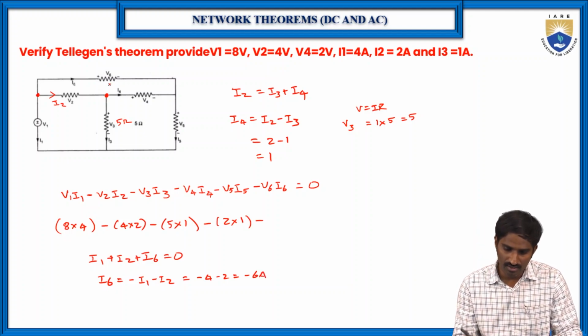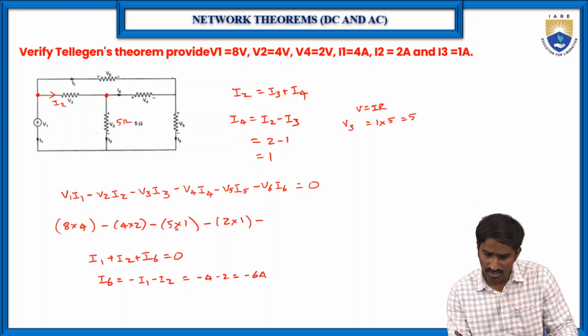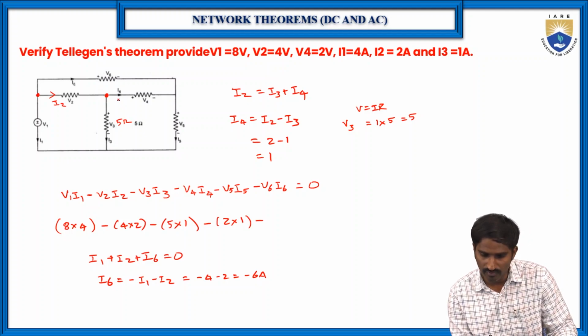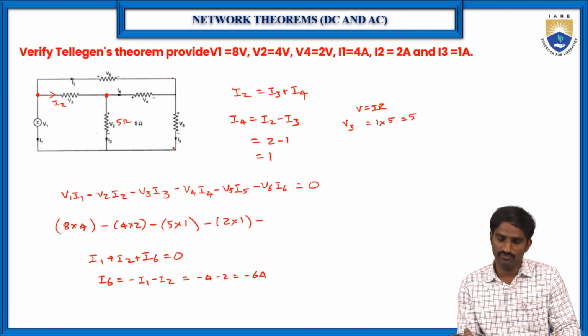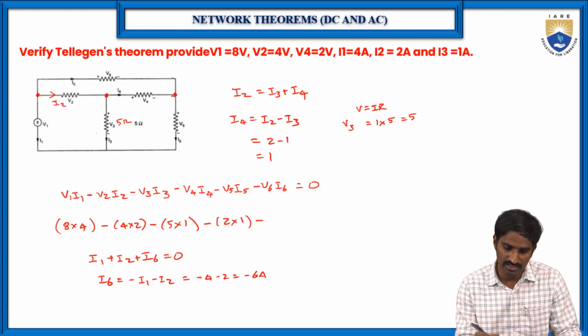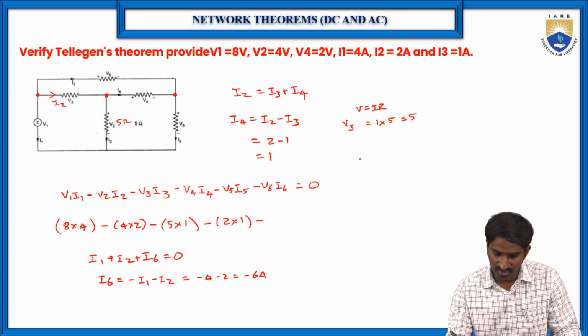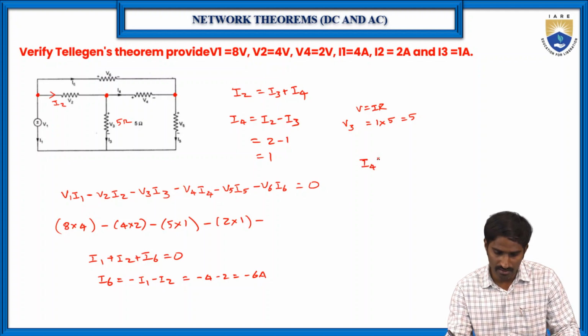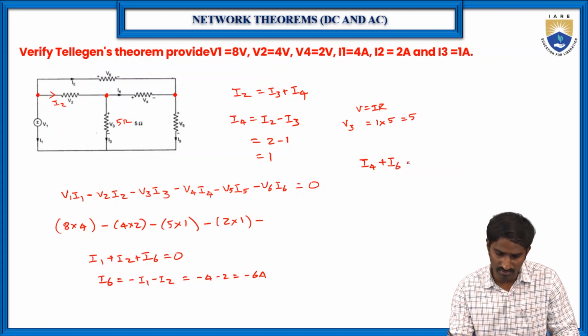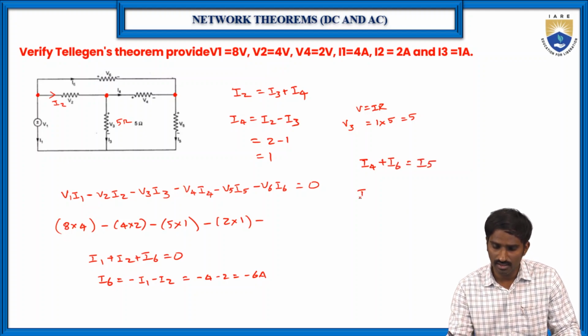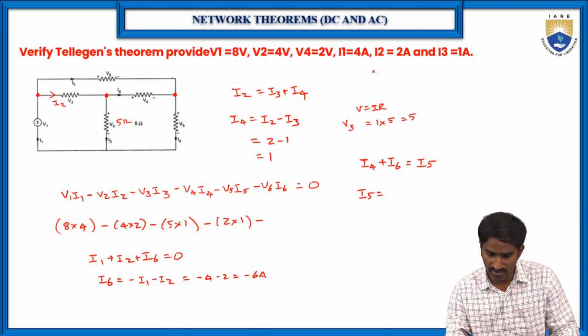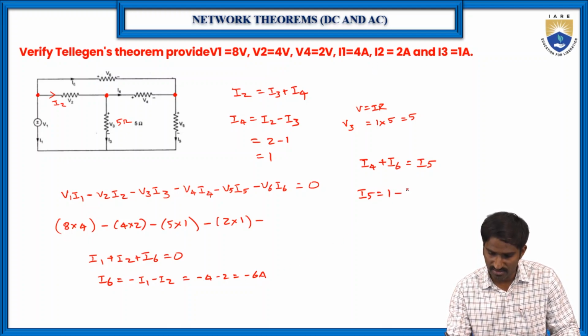Then similarly, now the I4 value: I4 we have just calculated, I4 is equal to 1 ampere. Then similarly I5 also we can find. Apply KCL at this particular point. The entering currents are I4 and I6, which is equal to the leaving current, I5. I4 is 1 and I6 is minus 6. Then I5 is equal to minus 5 amperes.